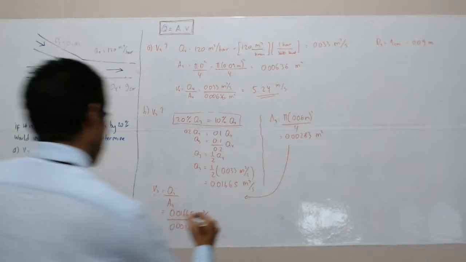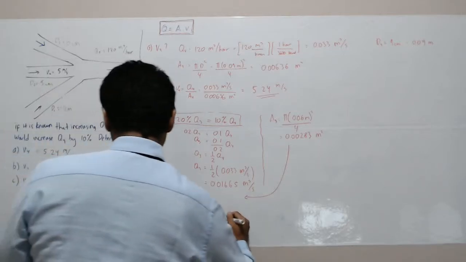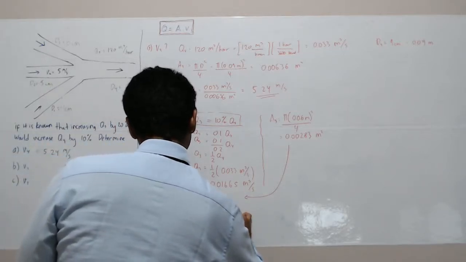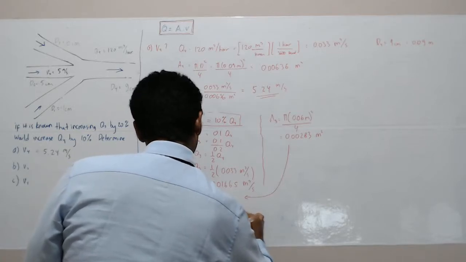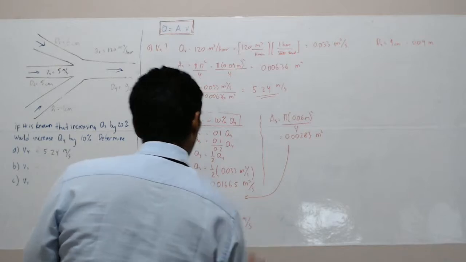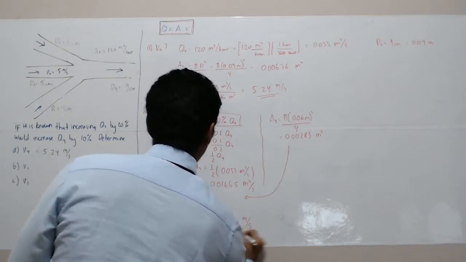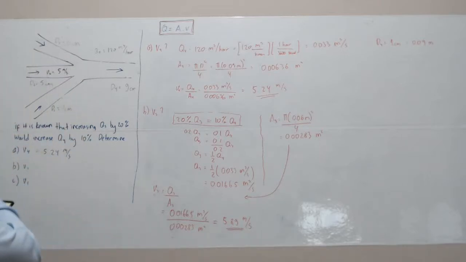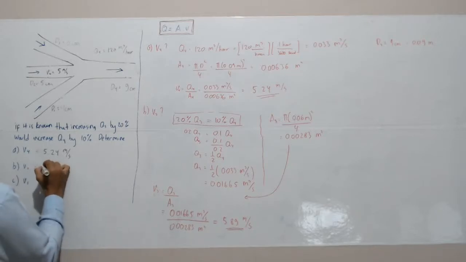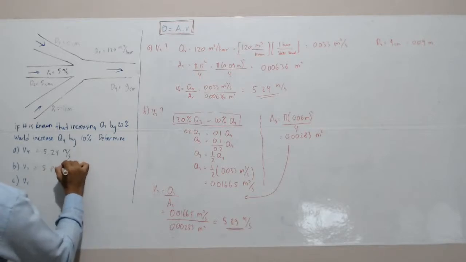Yeah, so the velocity will be 5.89 meter per second. Now this is the velocity of the third pipe. So let's say the velocity of the third pipe is 5.89 meter per second.